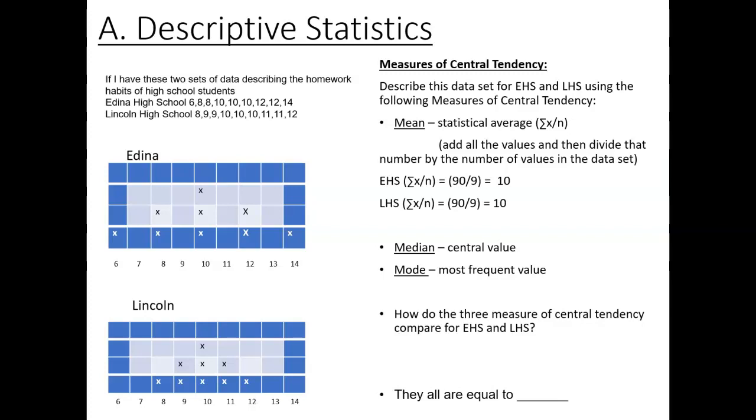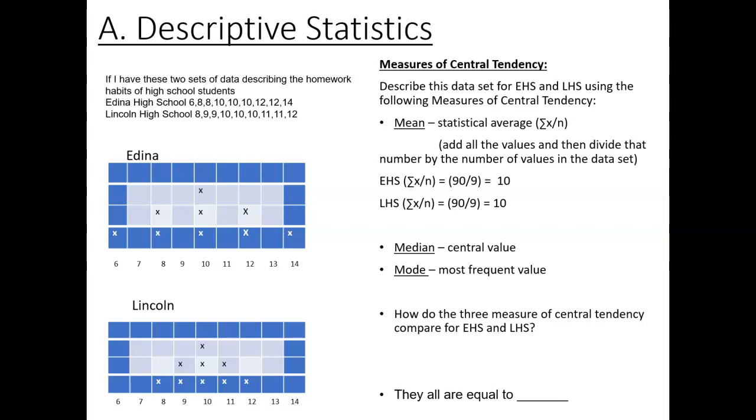The median is going to be the central value. So basically what you do to find the median is you count inward from the two outside points. So we have 6 and 14, then we have 8 and 12. We've got two data sets there, and our median is 10. Turns out our median is 10 for Lincoln as well as the mode, and the mode is the most frequent value.